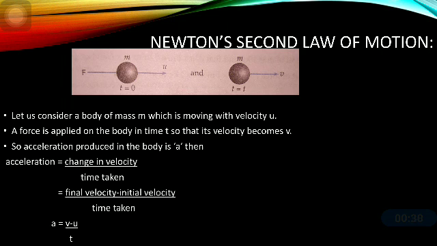So there is a change in velocity now. So if the acceleration produced in the body is a, then acceleration is equal to change in velocity upon time taken. That is the formula. Change in velocity is equal to final velocity minus initial velocity. Now the acceleration a is equal to v minus u upon t. So this is how the acceleration comes out for the change in velocity of a body of mass m.